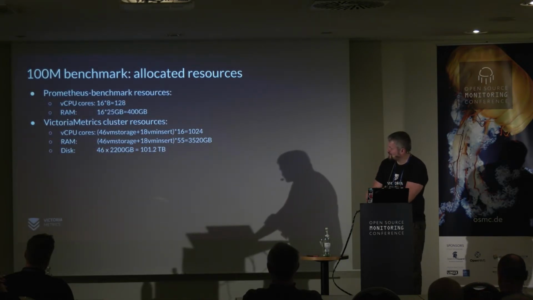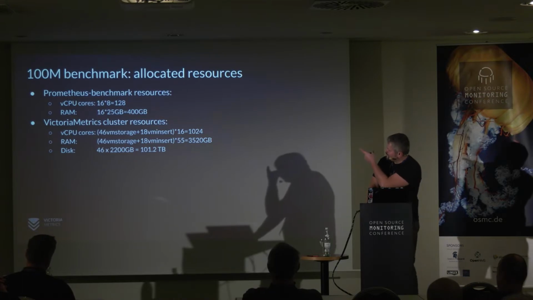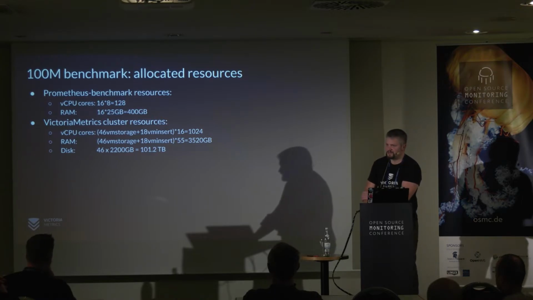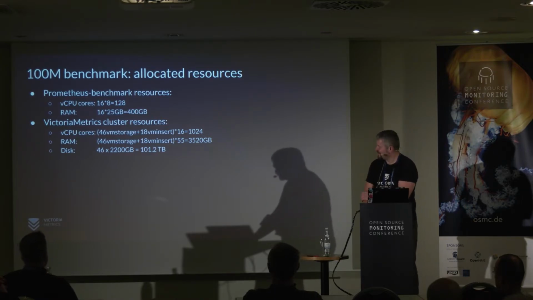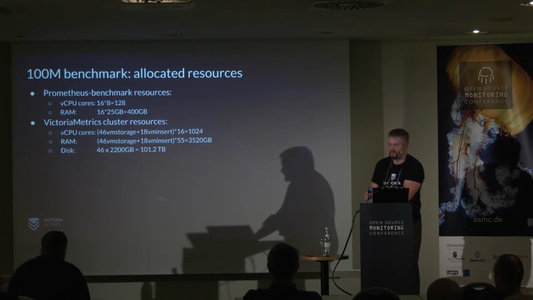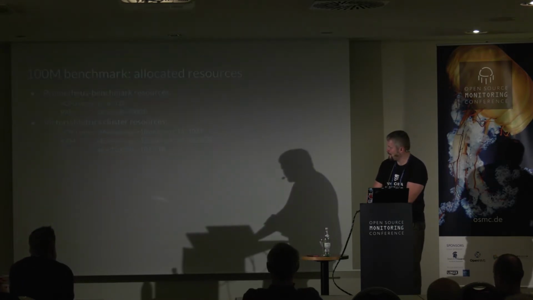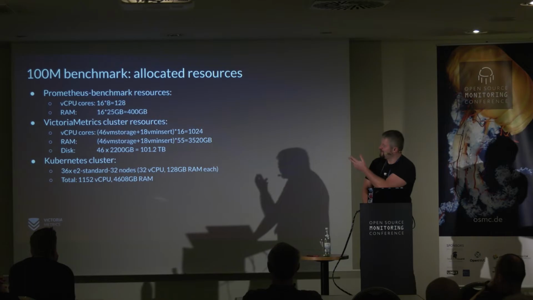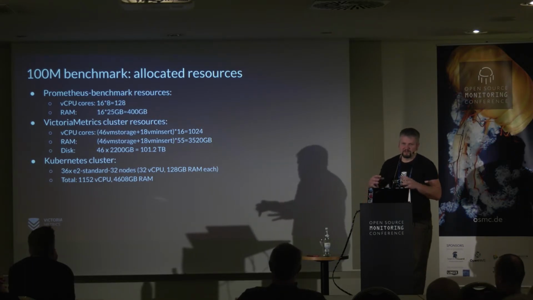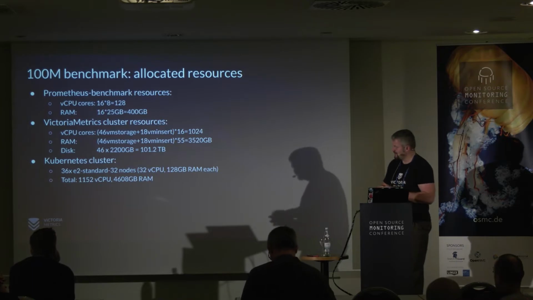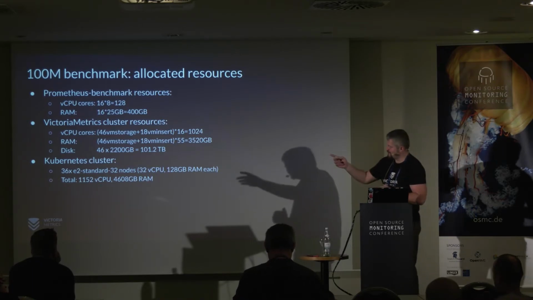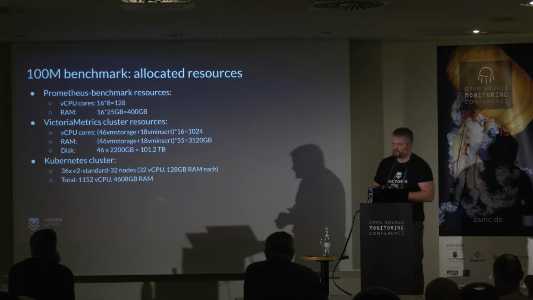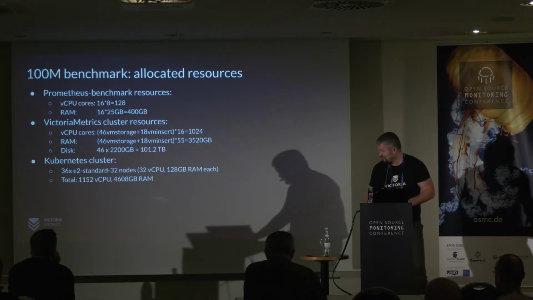For the VictoriaMetrics cluster, we allocated slightly more than 1,000 CPU cores, 3.5 terabytes of memory, and around 100 terabytes of disk space. All this, the Prometheus benchmark loader and the VictoriaMetrics cluster, was running in the same Kubernetes cluster in Google Cloud. This Kubernetes cluster contained 36 nodes. Each node has 32 CPUs and 128 gigabytes of memory.